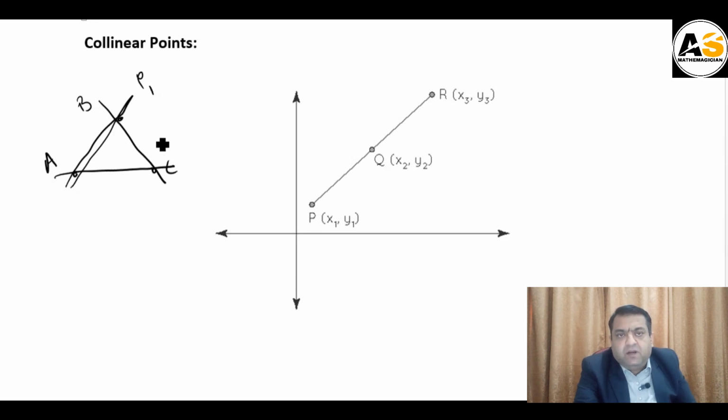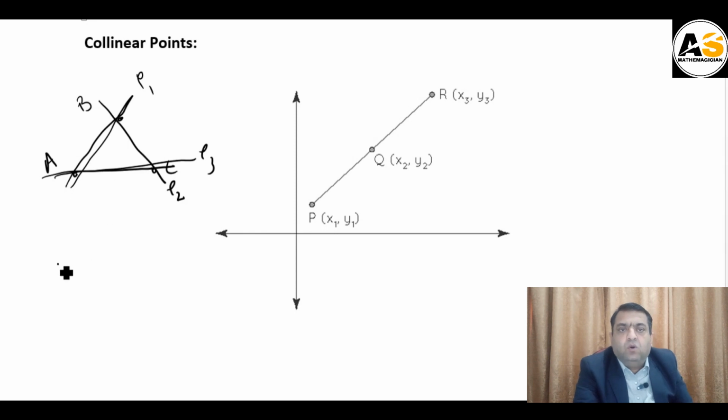A and B lie on line L1, but C does not lie on this. B and C lie on line L2, but A does not lie on this. A and C lie on line L3, but B does not lie on this. So we say these 3 points are not collinear. Collinear: co means same, linear means line.